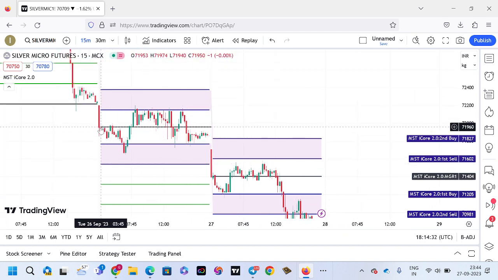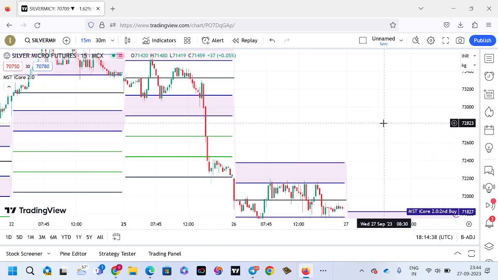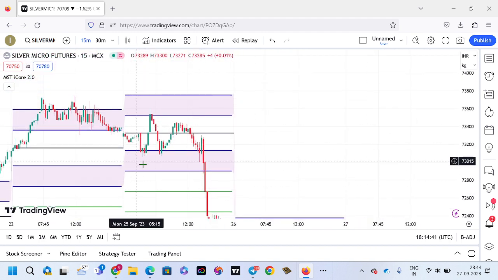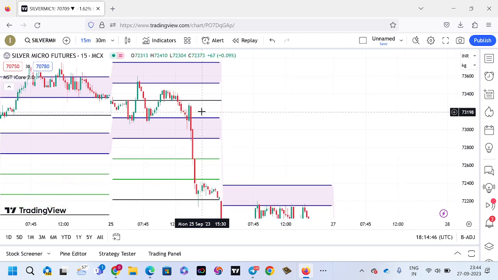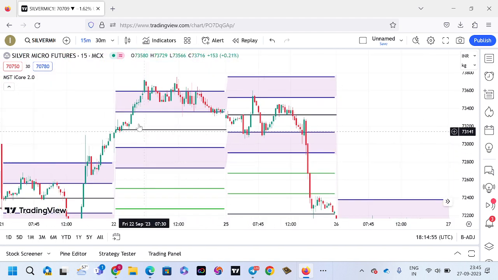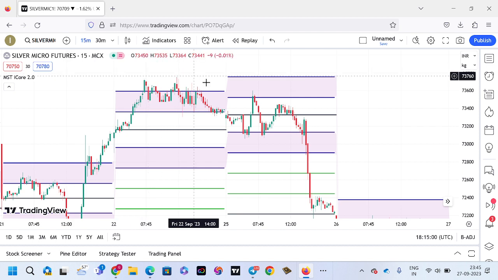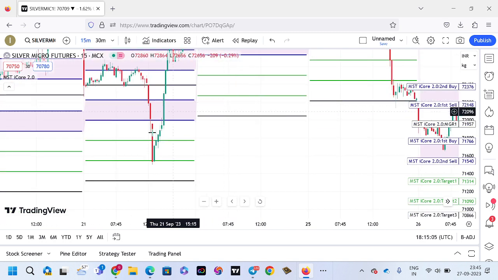See here, yesterday buy activated, targets hit, sell activated, targets hit, buy activated, targets hit. So what else do you want? See here, buy activated, targets hit, buy activated, again targets hit, again buy activated, first target near but target not given, and sell activated, all the targets hit. And the previous day, sell activated, not target hit, and buy activated, target hit, and the previous day, sell activated, all the targets hit.